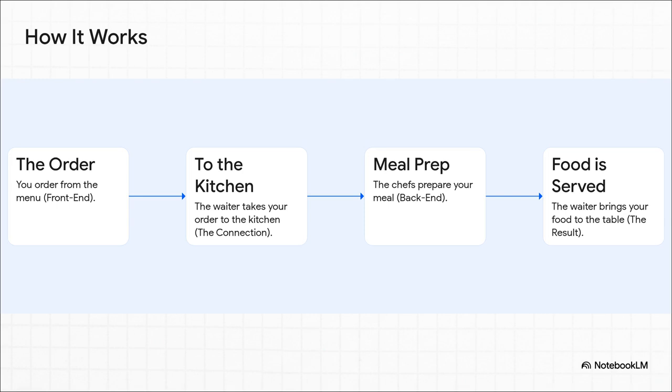When you click a link on a website, that's you ordering from the menu in the dining room. Your browser then sends that request over the internet. That's the waiter walking your order back to the kitchen. Then, in the back end, the server gets to work, processing your request just like the chef's cooking your meal. And finally, the server sends the finished page back to your browser, the waiter brings your food to the table, and poof, the website loads.